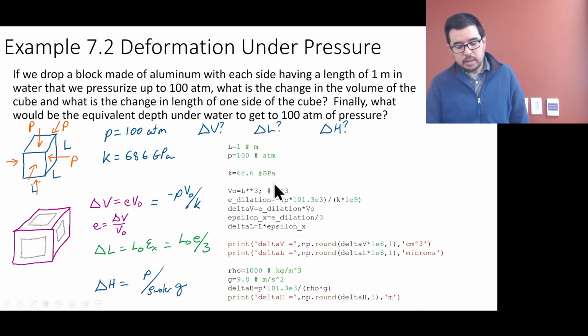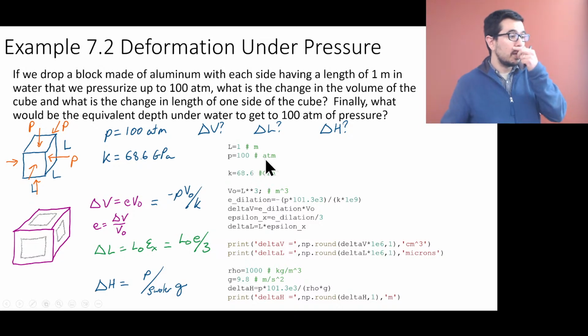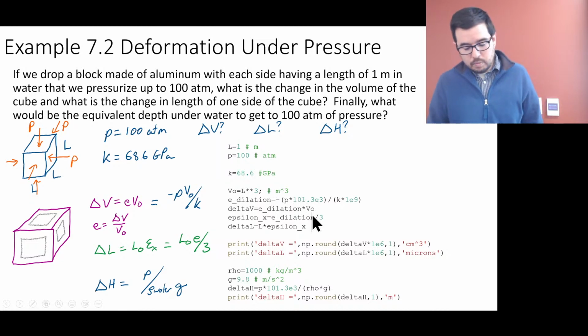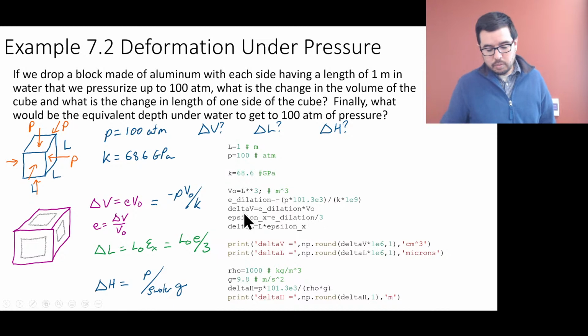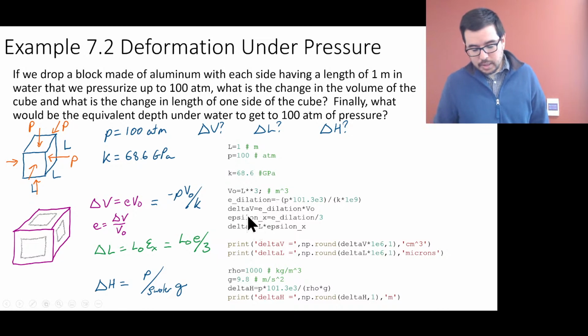Okay, and then the conversion between 1 atmosphere and kilopascals is 101.3. So 1 atmosphere is 101.3 kilopascals. Okay, so that's what you see here. And then we can solve for delta V. And delta V is the dilatation times V naught.